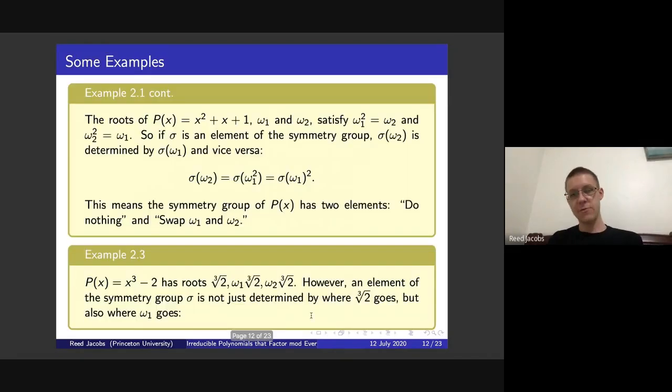Does that make sense to everyone, how we determine the entire function from just two values?